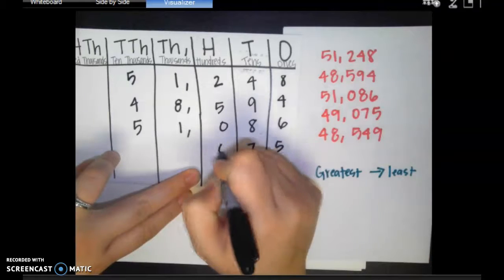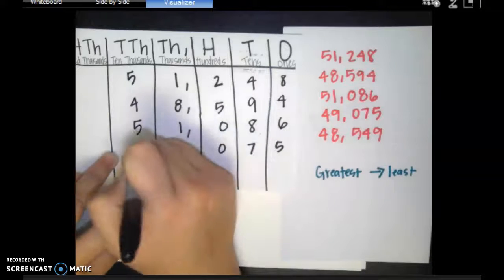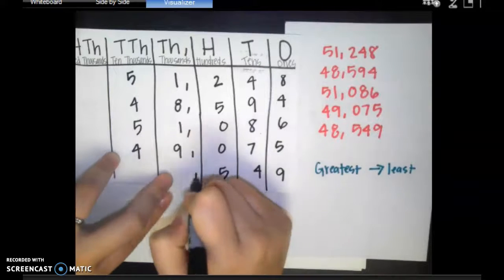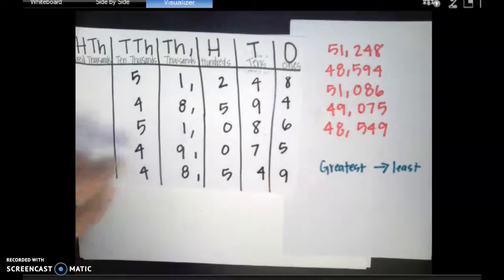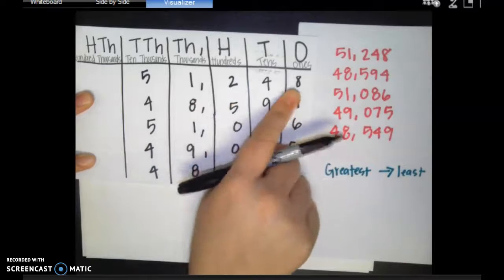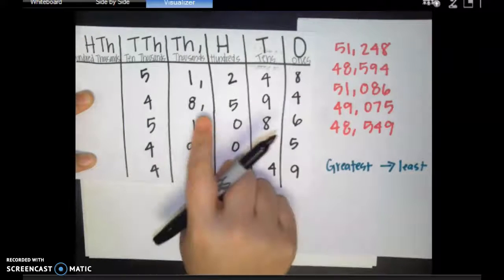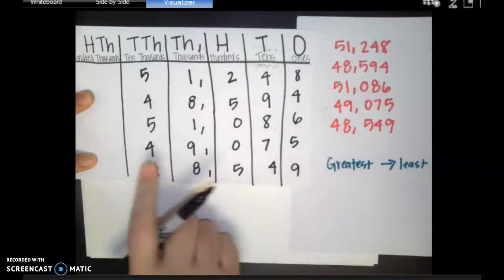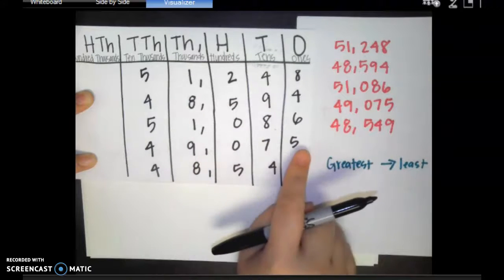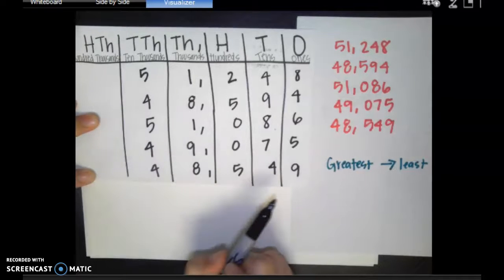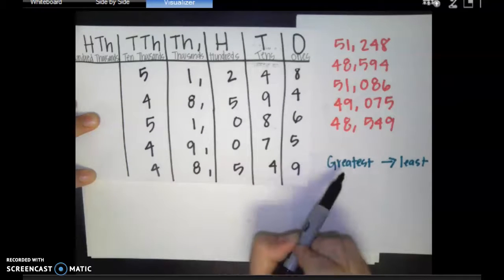5, 7, 0, 9, 4. And my last number, 9, 4, 5, 8, 4. Okay, so now I have my numbers in my place value. 51,248, 48,594, 51,086, 49,075, and 48,549. So I'm going to start putting these numbers in order from greatest to least.